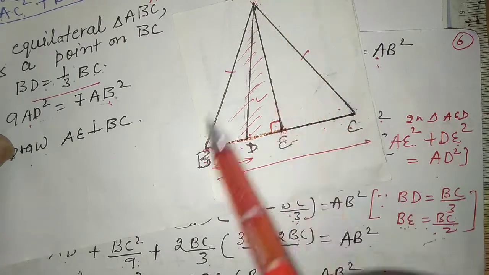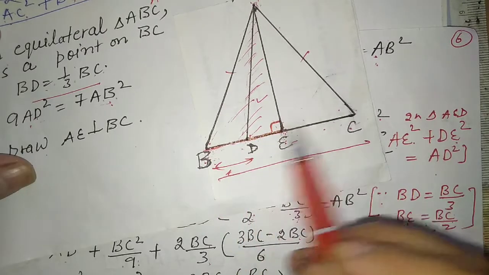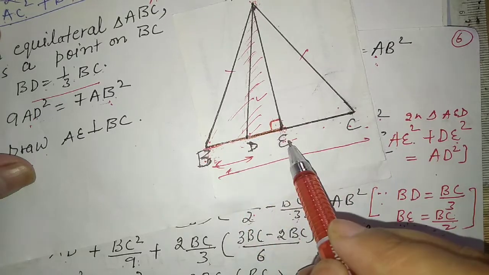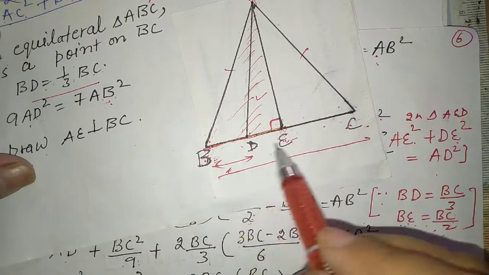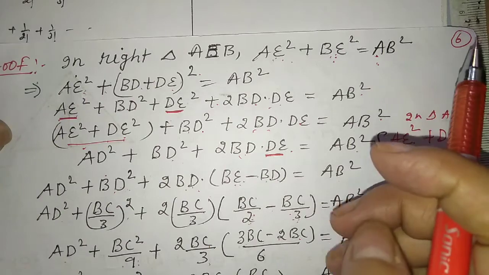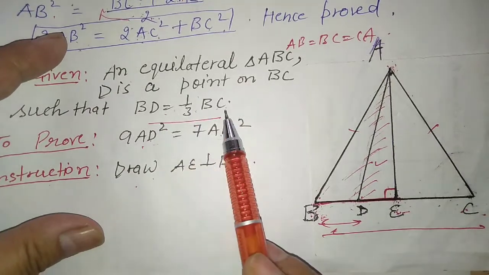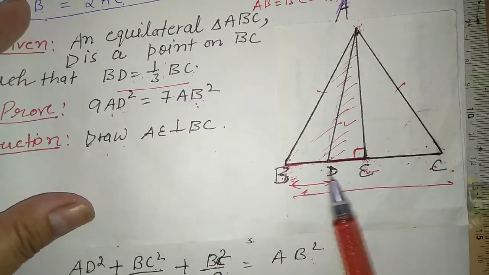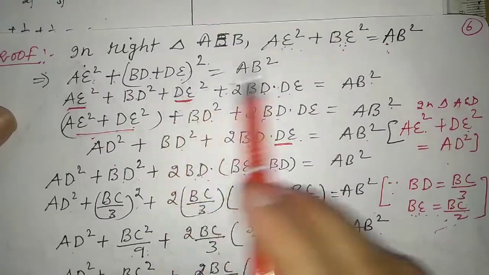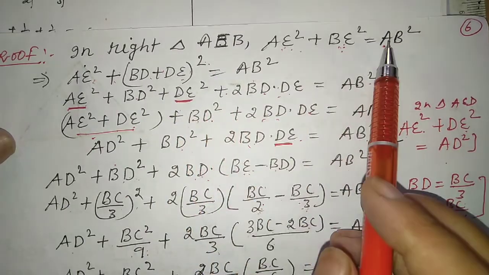We know that this is an equilateral triangle, and in an equilateral triangle the perpendicular divides the side on which it is drawn. So BE will be equals to EC, so we can write BE as BC by 2. Or to use BD is equals to 1 by 3 BC, this BE can be written as BD plus DE. So this BE we write as BD plus DE whole square.